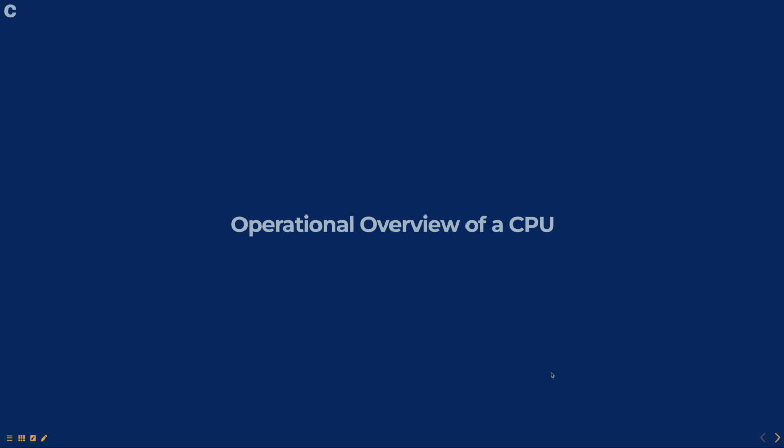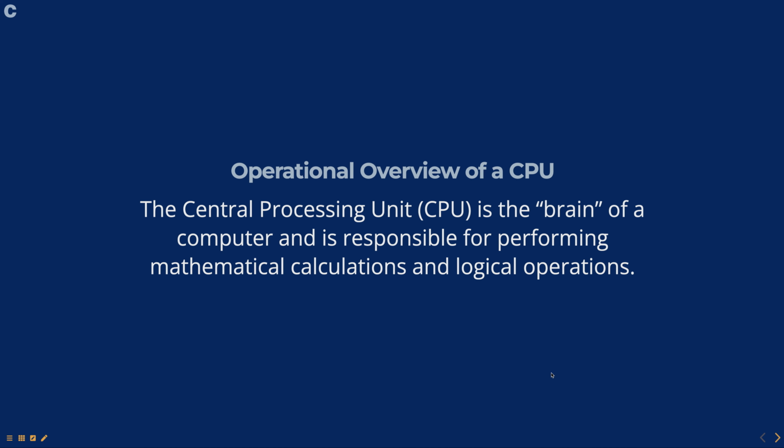The central processing unit, CPU, is the brain of a computer and is responsible for performing mathematical calculations and logical operations. It is made up of several components, including the arithmetic logic unit, ALU, and the control unit, CU.